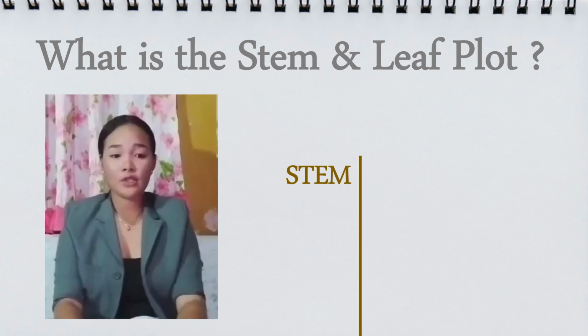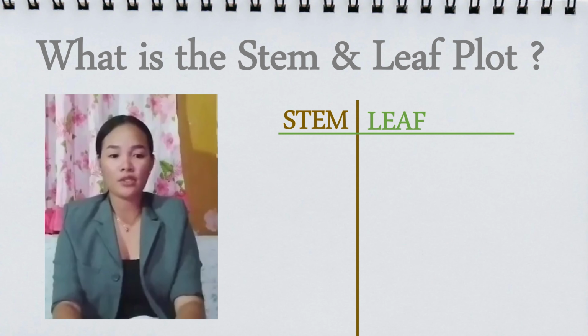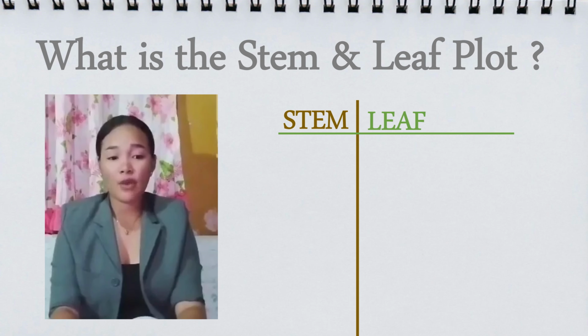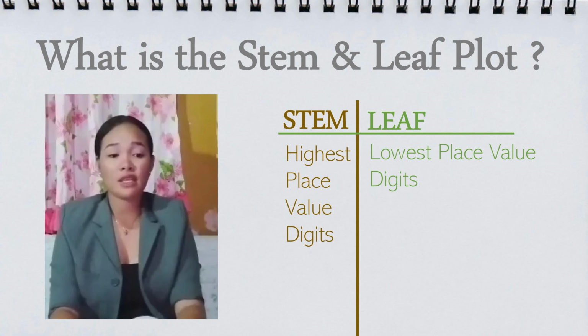A stem and leaf plot is a way to display a dataset while maintaining the individual data points, particularly useful for visualizing the distribution of data. In a stem and leaf plot, the stem represents the highest place value digits and the leaves represent the lowest place value digits.